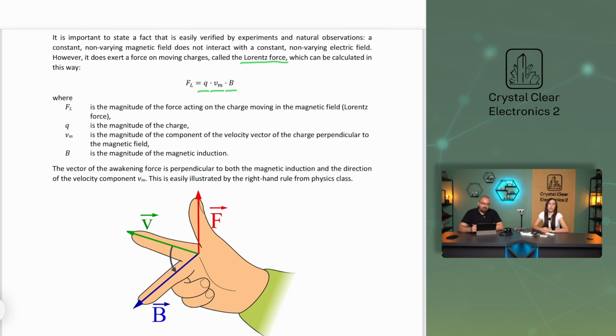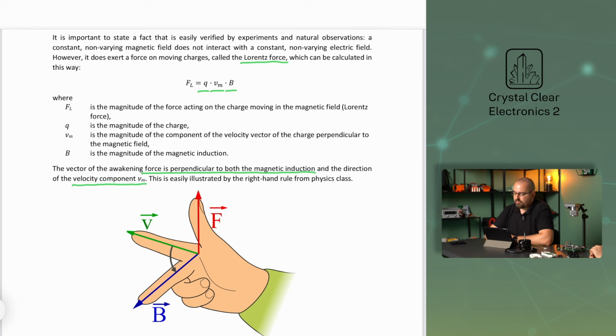The vector of the Lorentz force is perpendicular to both the magnetic induction and the direction of the perpendicular velocity component Vm. This is easily illustrated by the right-hand rule from physics class. With the index finger pointing in the direction of the velocity vector of the moving charge, and the middle finger pointing in the direction of the magnetic induction vector, the thumb shows the direction of the Lorentz force.